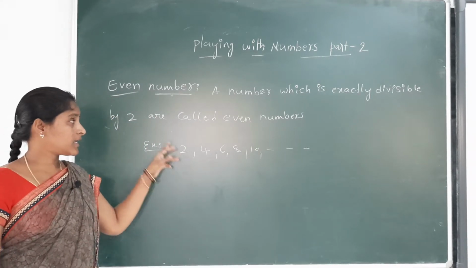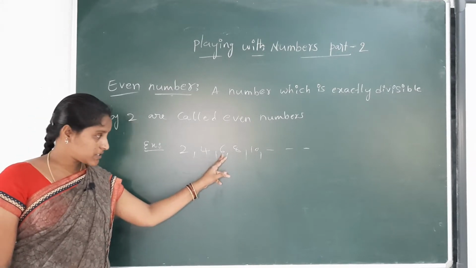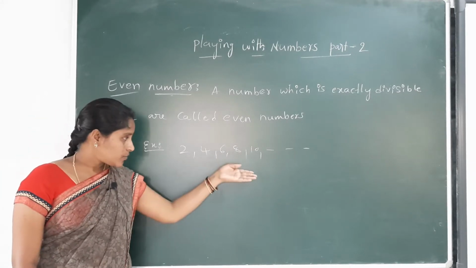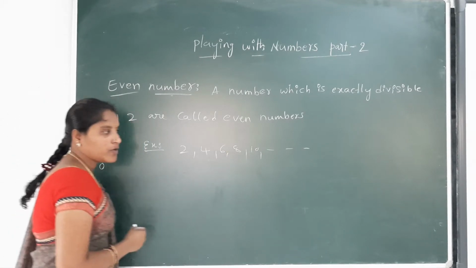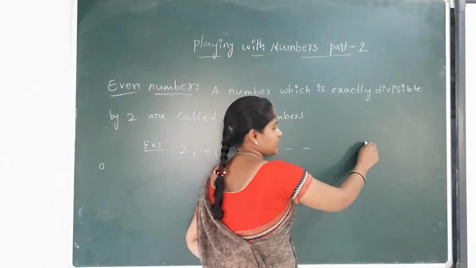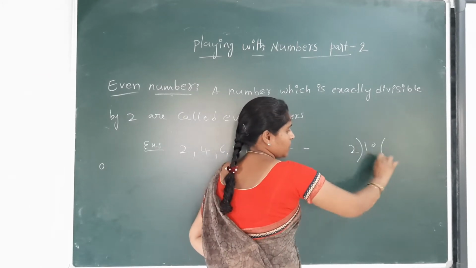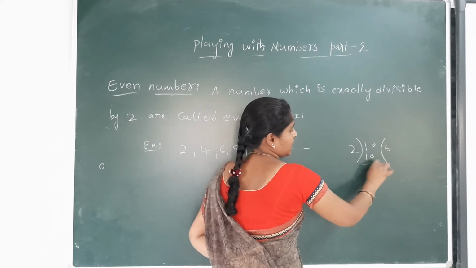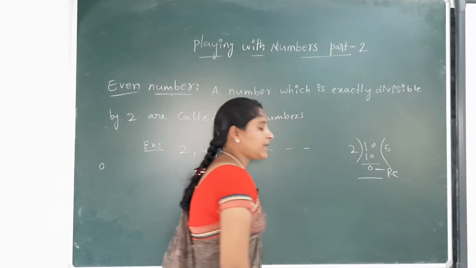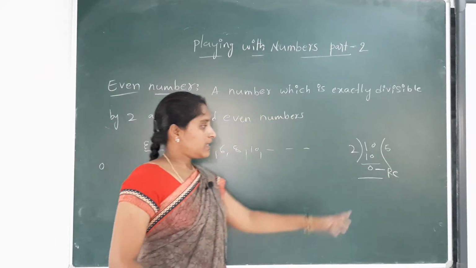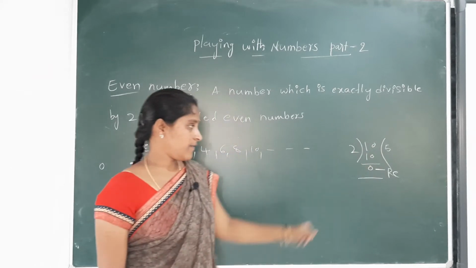Yes, 2 is exactly divisible by 2. Then 4 is also exactly divisible by 2. 6 is exactly divisible by 2. If you have any doubt, you have to check by actual division. For example, 10, yes, exactly divisible by 2. 2 fives are 10. If we get remainder as 0, then the number is exactly divisible by the divisor.